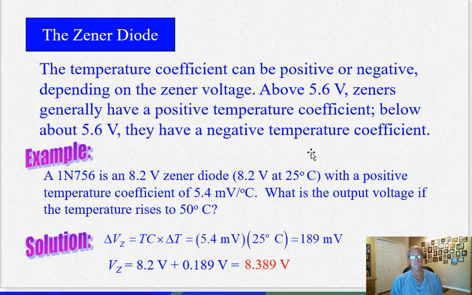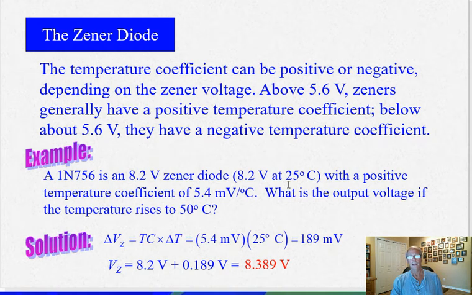So I think we do an example here. And they can be either positive or negative. In other words, as the temperature goes up, the Zener voltage can go up, or it can go down. Okay, so it can go either way. This example here is a 1N756, an 8.2 volt Zener, and that's at 25 degrees C. That's room temperature. Positive temperature coefficient of 5.4 millivolts per degree C. What's the output voltage as temperature rises to 50?